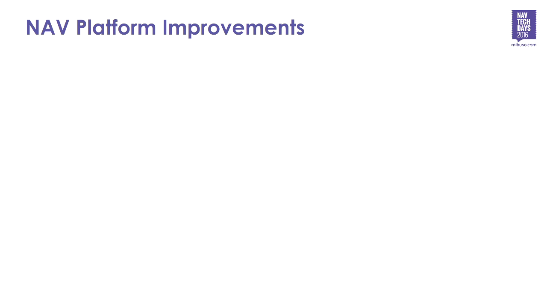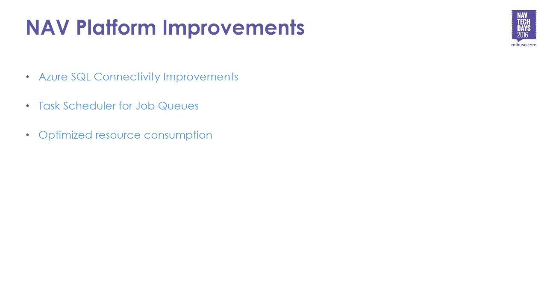So, a quick recap of all the features we have shown you today. We have Azure SQL connectivity improvements by reusing connections and having automated retry logic. We have a new task scheduler for job queues, which made things a lot faster. And we strongly encourage you to refactor your code, especially if you have codeunits which use the NAS to now use the task scheduler. You won't believe how much faster it is. We have optimized resource consumption, not just memory and CPU, but also DTU. We have a faster NST warm-up, 6 times as fast, and again, those times were on a heavily loaded system.